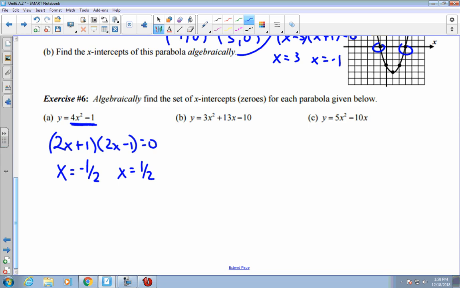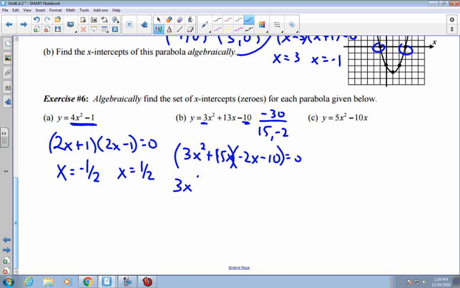Next one, b. All right, you try for a GCF. It really looks like there is one, but there's not. So we have a negative 30, and I have to get a positive 13. So it's 15 minus 2. 3x squared plus 15x minus 2x minus 10. They equal 0. Group the first two, group the second two. I know I'm going kind of quick, but this is all your factoring, like I think it was lesson 3. So if you need to go back and watch lesson 3, maybe you missed it, maybe you didn't understand it. The more you work with it, the better you will get.